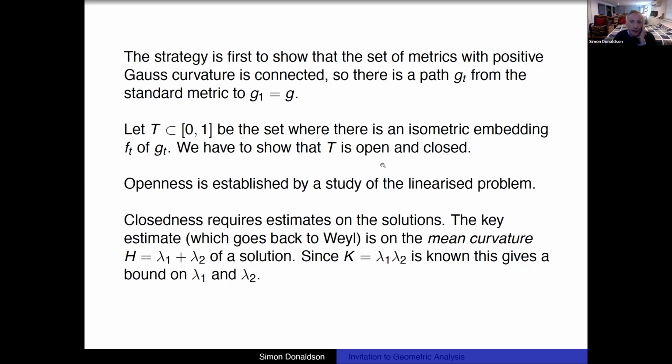Openness is established by studying the linearized problem, in the same kind of spirit as what we said. And closedness requires a priori estimates or bounds on the solutions.